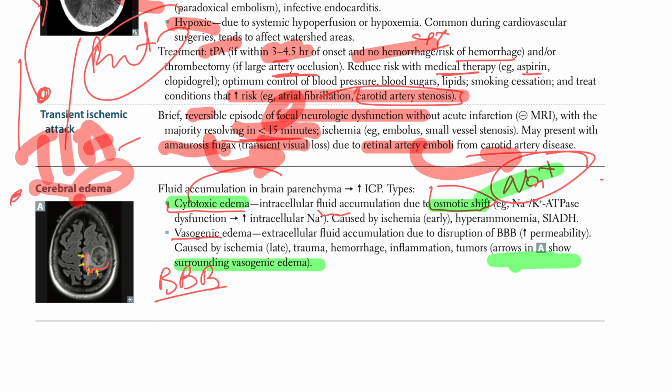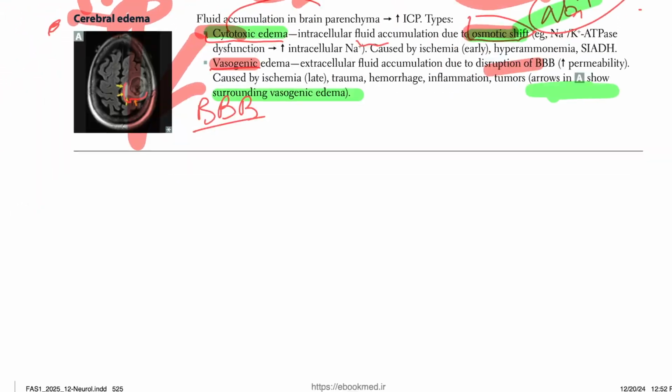disease. Cerebral edema is due to two factors. Could be cytotoxic, could be vasogenic. Cytotoxic meaning osmotic shift. Vasogenic meaning disruption of the blood-brain barrier. And that's all for this. Let's move on to the next.